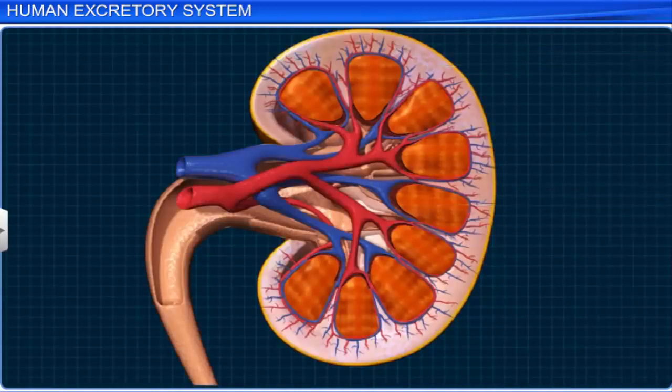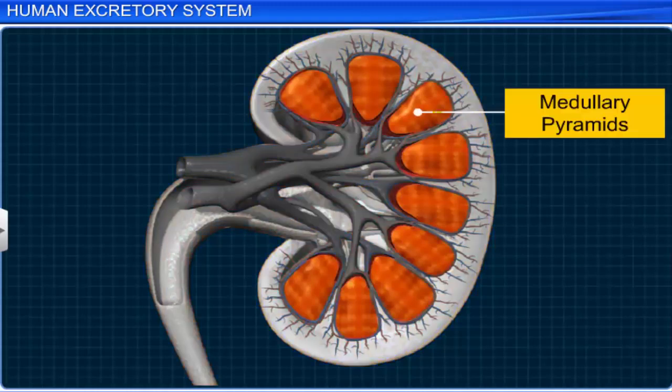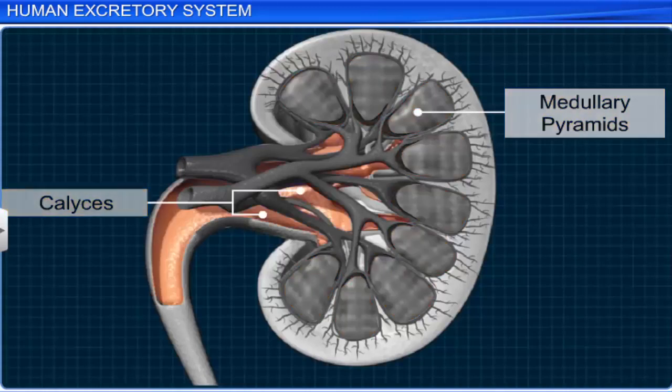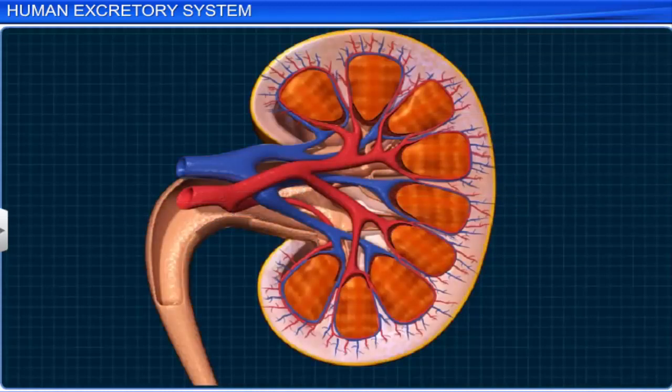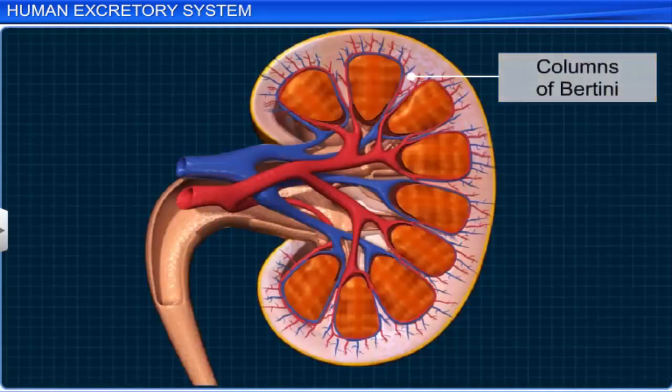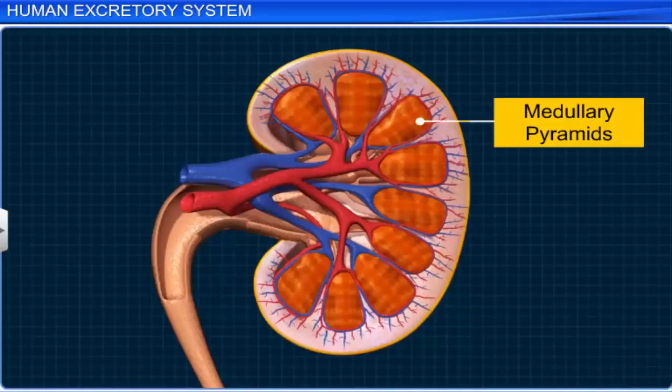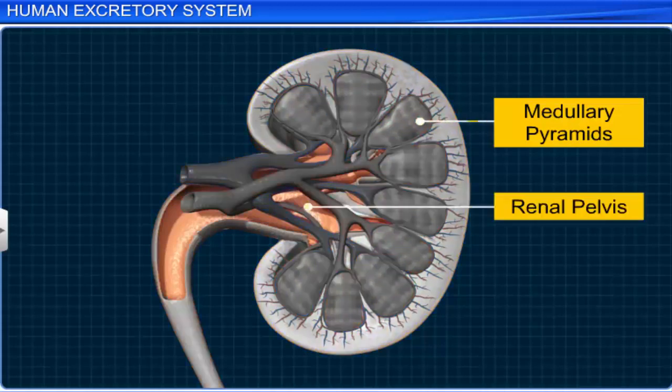There are about 8 to 18 cone-shaped structures in the medulla called medullary pyramids, which project into the calyces. The tip of each medullary pyramid is called a papilla. The cortex protrudes or extends between the pyramids as renal columns called the columns of Bertini. The medullary pyramids project into the calyces, which lead to a wide funnel-shaped space called the renal pelvis.